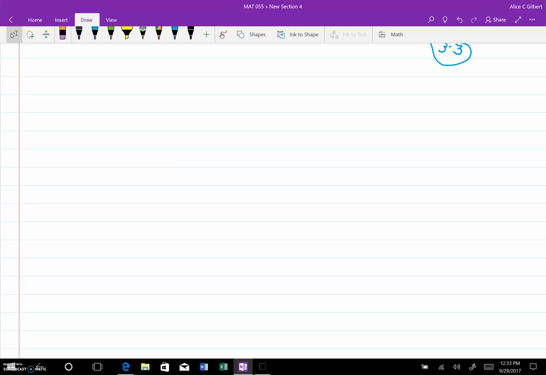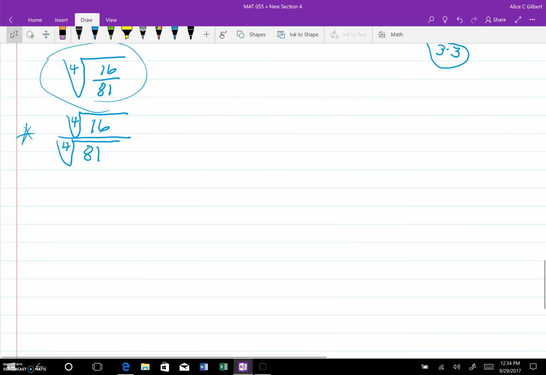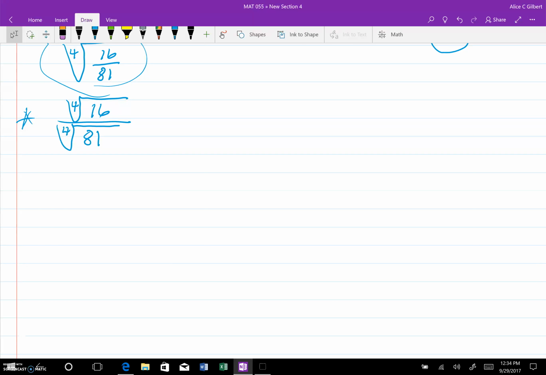All right, let's try this one. The fourth root of 16 over 81. Sometimes it'll be written like this, and I will want to separate it out because it's easier. And sometimes it might be written like this, and I'll want to put it back underneath 1 because I can do stuff first. I can't do anything with 16 over 81, so I separate this one out.